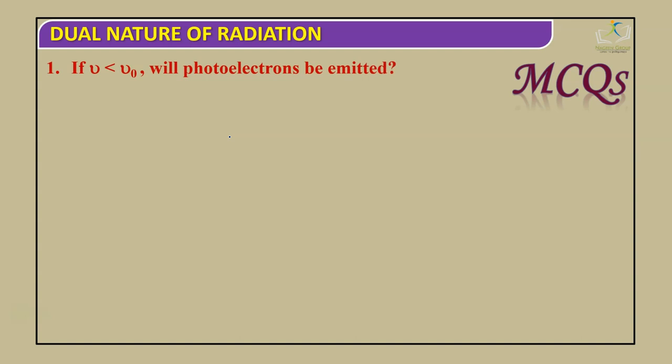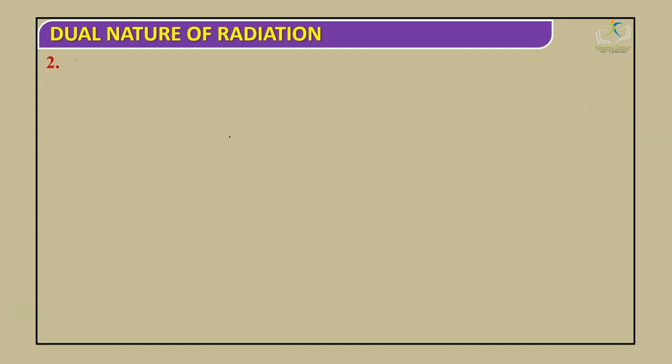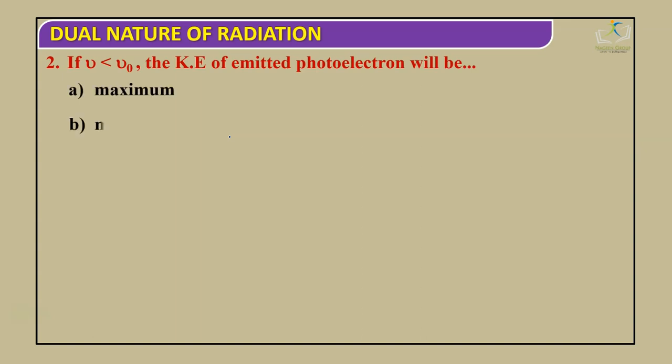Now let's move to the questions part. If ν is less than ν0, will photoelectrons be emitted? Yes, no, maybe, none of these. The correct answer for this question is no. If ν is less than ν0, the kinetic energy of emitted electrons will be maximum, minimum, 0, or none of these. The correct answer is 0.